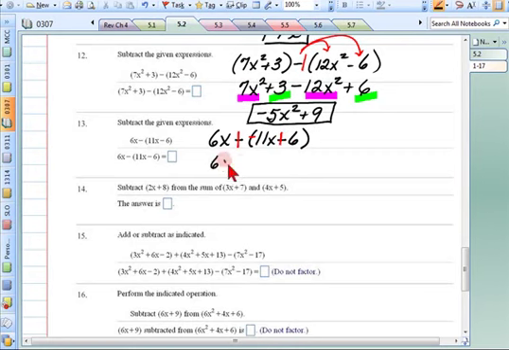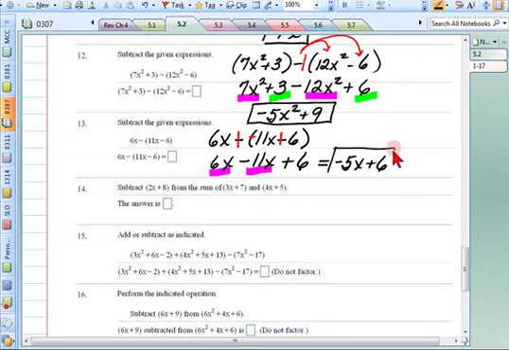So I have 6x minus 11x plus 6. And if I looked back at the original problem, the positive 11x changed to a negative 11x. The negative 6 changed to positive 6. Now, do I have any like terms to combine? 6x, 11x. Yes, I have 6x and negative 11x, which gives me negative 5x, and I have the constant 6, which does not have any buddies to combine with.